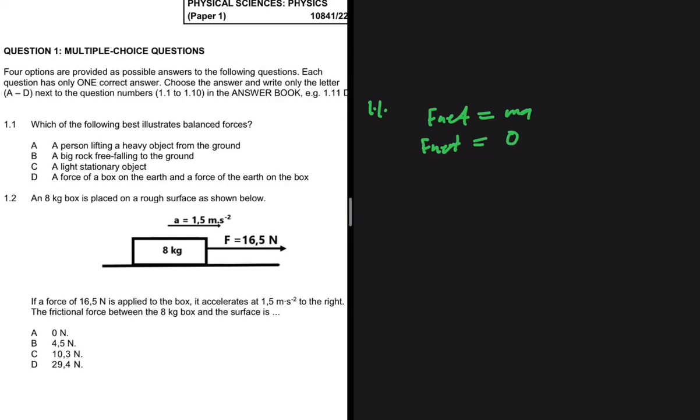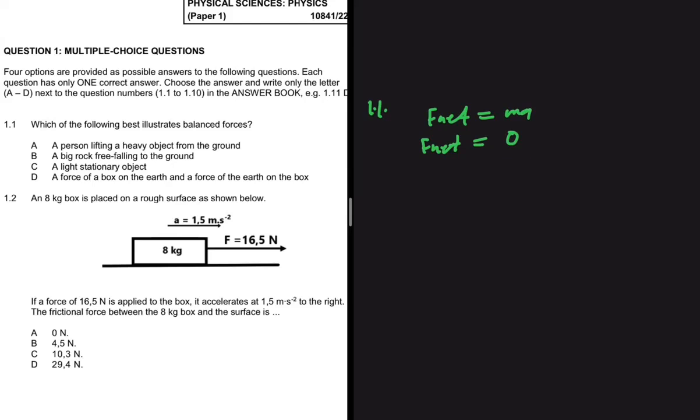Let's look at option A. A person lifting a heavy object from the ground. Obviously, if you're lifting the object from the ground, the forces are not balanced, right? And then B, a big rock free falling to the ground. If it is free falling, there's only gravity acting on the object. Acceleration is not equal to 0. So we cannot say that the forces are balanced.